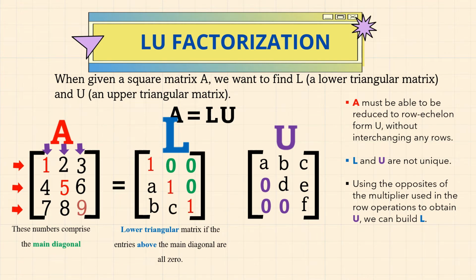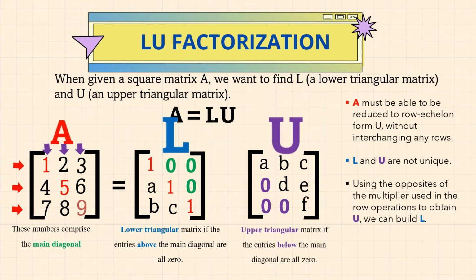This is the format for the lower triangular matrix. It is called an upper triangular matrix if the entries below the main diagonal are all 0, just like this. And for the main diagonal, it is not necessarily 1. It can be any number.